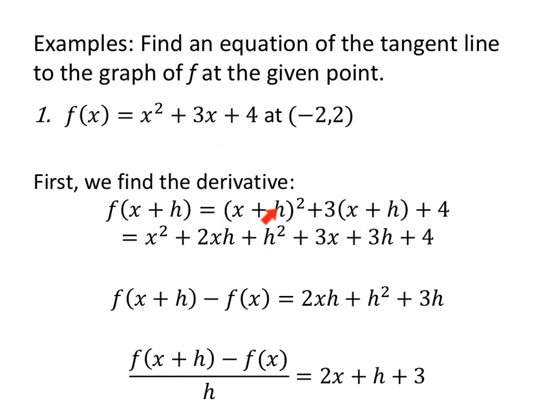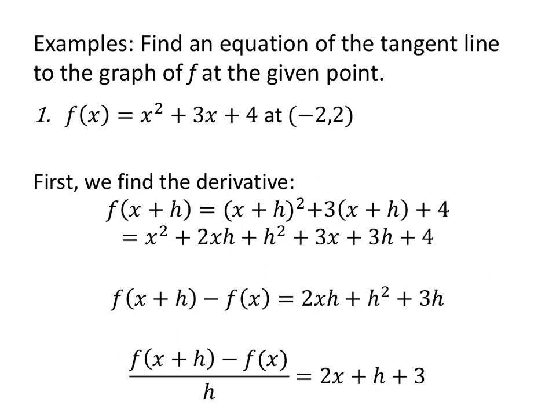FOIL out your (x plus h) all squared to get x squared plus 2xh plus h squared. Distribute your 3 to get 3x plus 3h. And don't forget your plus 4. When we subtract the original function, we subtract x squared, we subtract 3x, we subtract 4. The only things that remain are the ones that have h in the term.